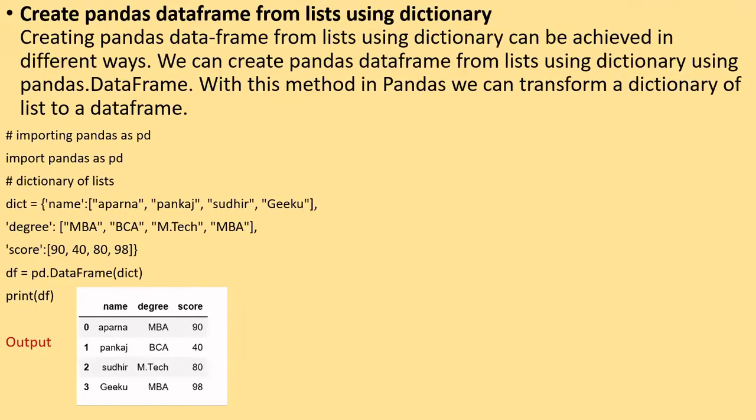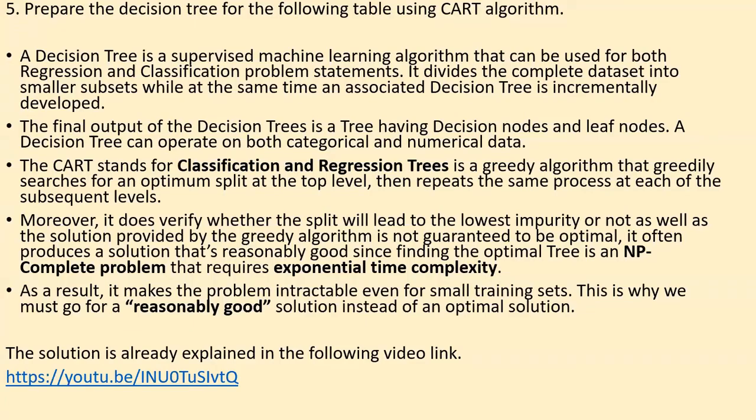The fifth question in part B is, prepare the decision tree for the following table using the CART algorithm. A table has been provided to you and you are supposed to prepare the decision tree for it. This one is already explained in the following video. Just click on the video to know the exact answer for this question. Even though, let's see some basics.